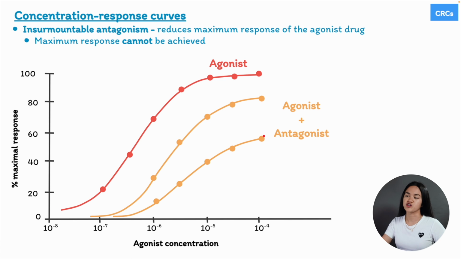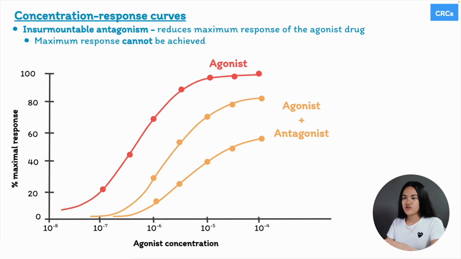Regardless of the concentration of the agonist drug, when an insurmountable antagonist is present at sufficient levels, the maximum response just can't be achieved, okay? No matter how much agonist drug we add into the system, the maximum response just won't be achieved. Because of this, distinguishing between reversible competitive antagonism and irreversible insurmountable antagonism can be challenging. Because, look at this, at low concentrations, the effects of an insurmountable antagonist can initially resemble those of a competitive antagonist, okay?